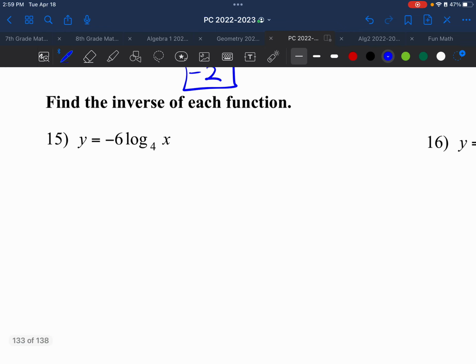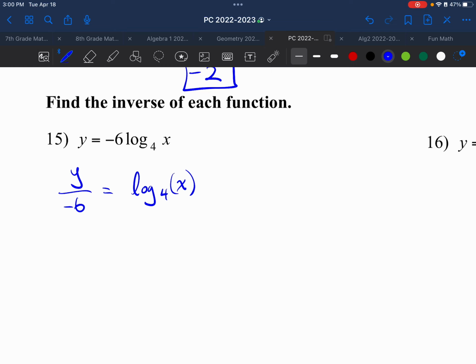Let's do number 15. We're taking the inverse of each of these, and as you remember, this is a very useful skill in order to graph them. So we're now scaffolding how to graph logarithm functions. So I'm essentially trying to isolate the logarithm as my first step. So this pesky multiplied by negative 6 has got to go. So I'm going to have y divided by that negative 6 on this side. And now I have just log base 4 of x on this side.